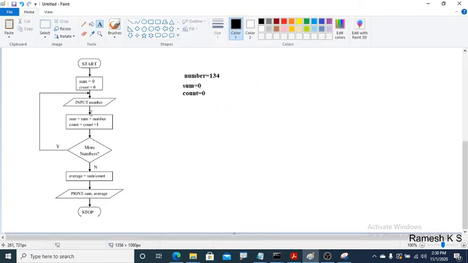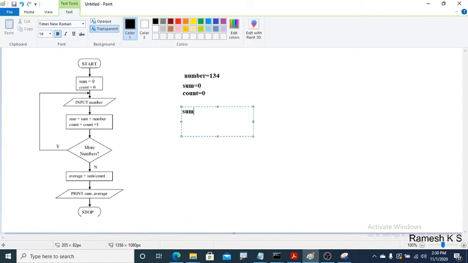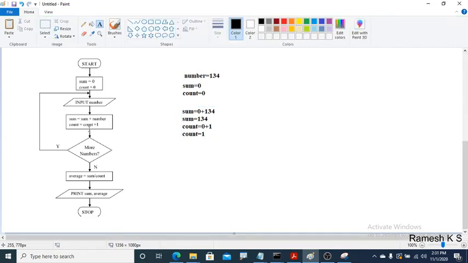Now it will come down and it will compute this equation. What is the sum value? Sum is 0. 0 plus number is what? 134. So the sum value is 0 plus 134. So what is the sum value now? 134. Now what is the count? Earlier count is 0, 0 plus 1. So finally count becomes 1. Now it is moving down.